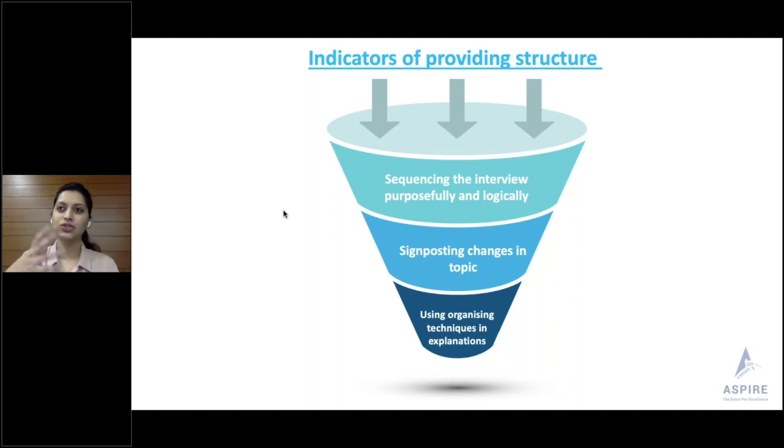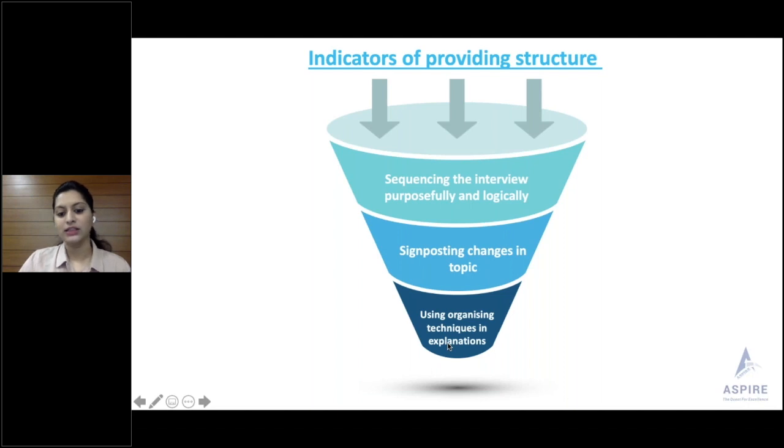So instead of aimlessly jumping from one point to another, you could start by addressing their concerns first, and then give them the information that you want to give. Signposting changes in topic. I think this comes under another criteria as well, because I just discussed it. Whenever you're changing a topic, it's always good to signpost so that you don't take the patient by surprise. They know what you're about to ask them, and even their mind will be well prepared to give you those answers.